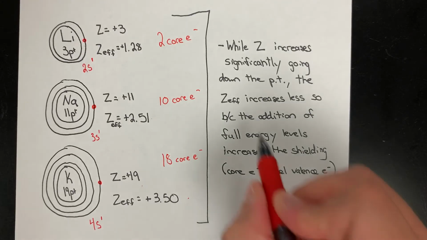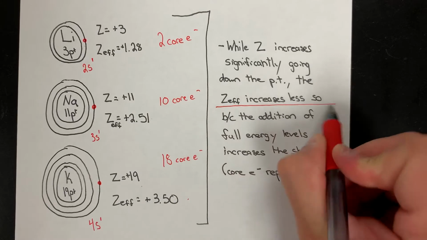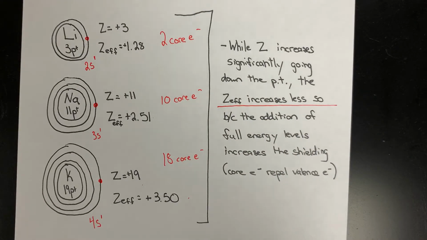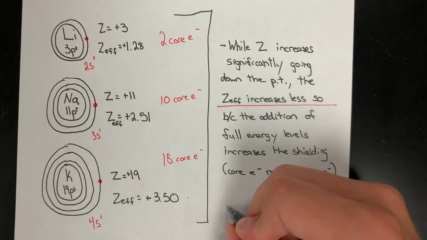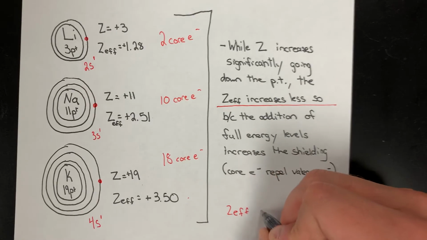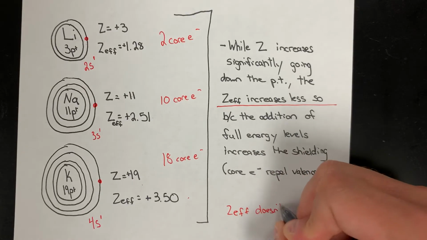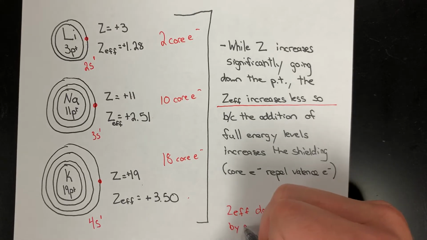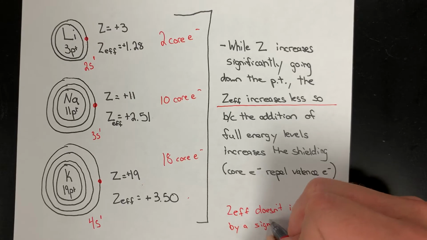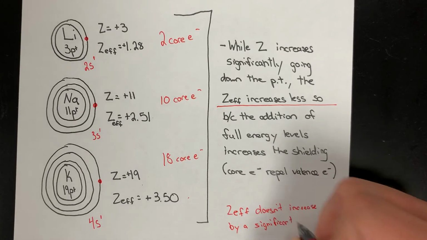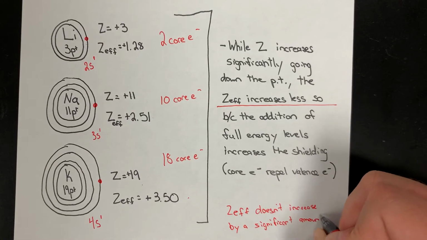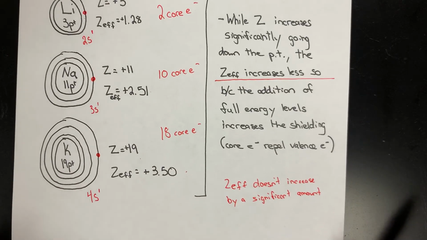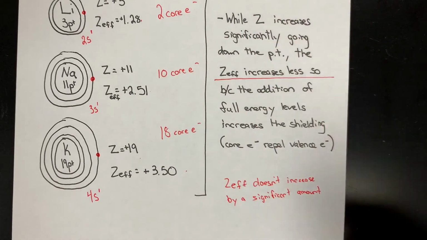So when we say that the Zeff, the effective nuclear charge, increases less so, what we really want to say is that Zeff doesn't increase by a significant amount. As we move down the periodic table, Zeff does not increase by a significant amount. It does, right? That's what these numbers suggest, okay?